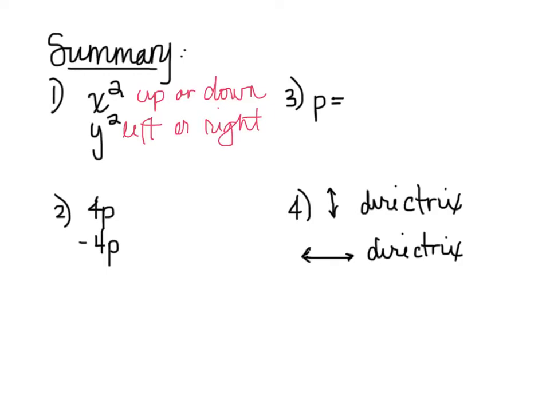If 4p is positive, so if p is positive, then I'm going to open up or right based on x squared or y squared. If p is negative, so really the 4 is always going to be positive, then I'm going to open down or left. Okay, we know what the definition of p is. It's the distance from the vertex.